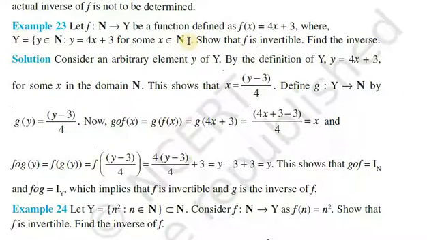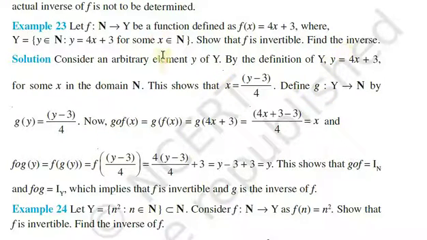So first of all, the codomain of f is the range of f, so that means this is an onto function. Okay, now we have to show that this is invertible. So we have to find whether it is, and we have to find out the inverse.